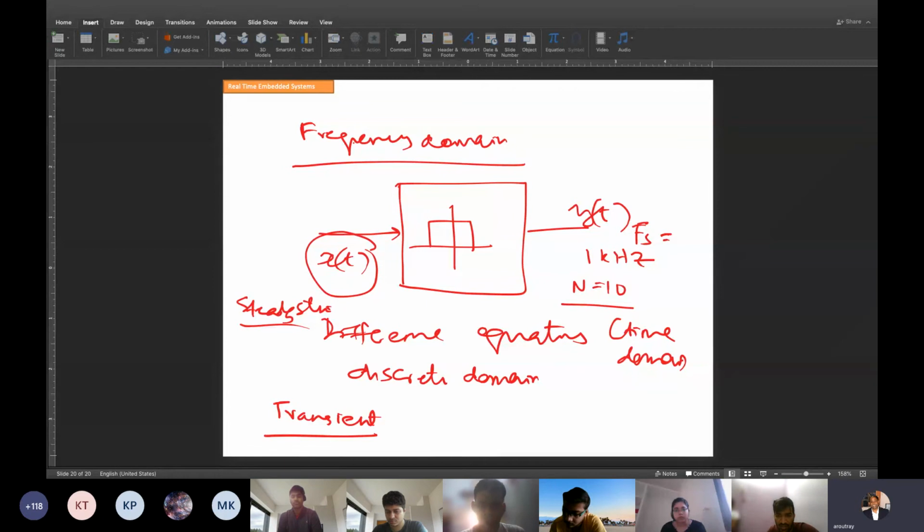I said about two things: steady state response and transient response. Steady state response can be modeled by frequency response or difference equation. How will we find out the transient? Transient can be found out by difference equations.